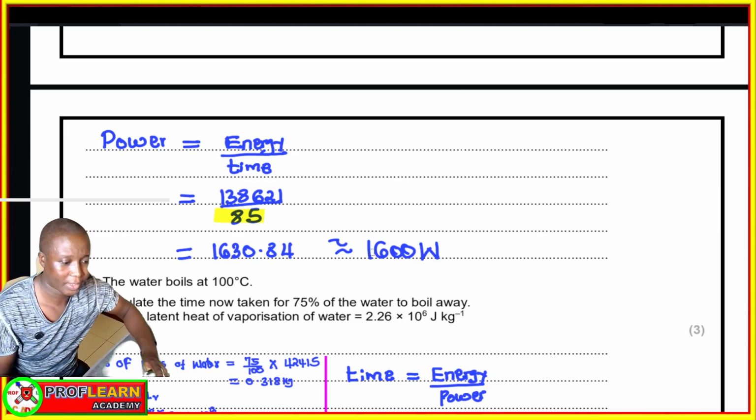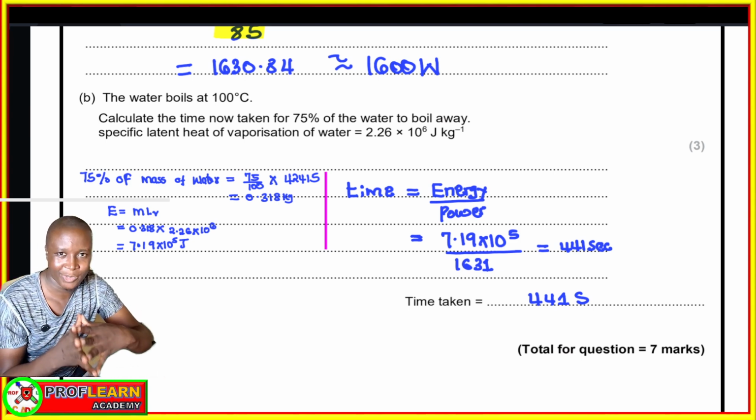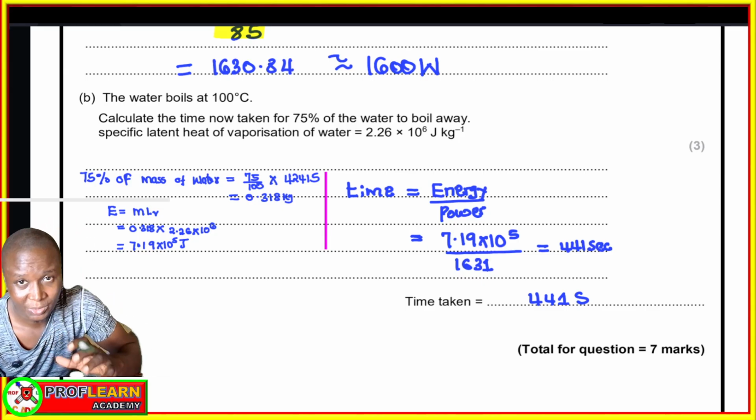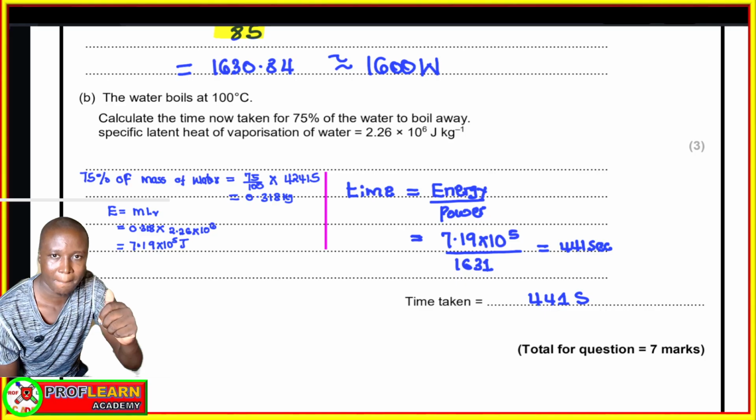Calculate the time taken for 75% of the water to boil away. For us to calculate the time taken for the water to boil away, the first thing that you as a student are supposed to do is to calculate 75% of the total mass of water that was available here. Once you have calculated that, you will get 0.318 kilograms as the amount of water that is going to vaporize.